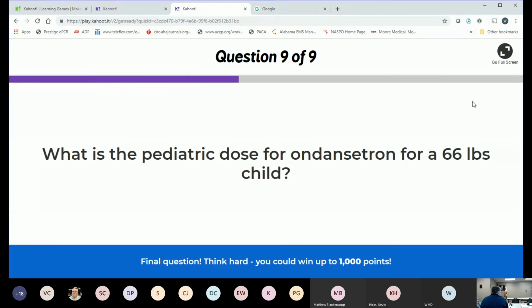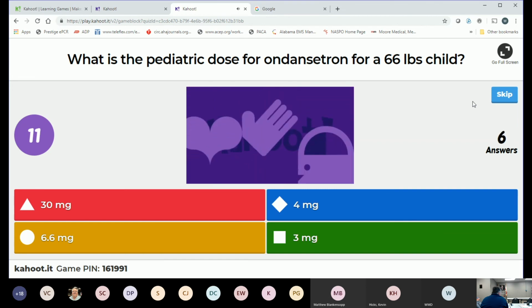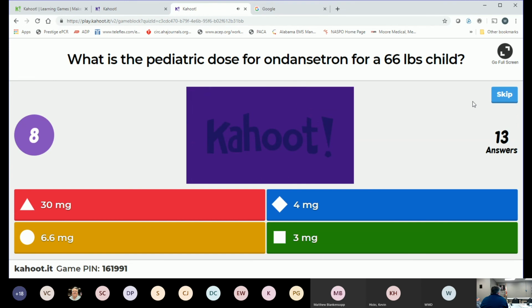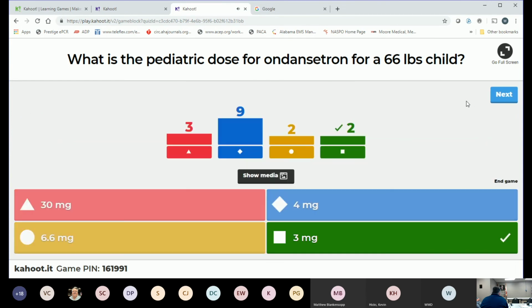This is the last question. What's the pediatric dose for ondansetron for a 66-pound pediatric patient? Zofran, how much Zofran should we give a 66-pound kid? Should we give them 30 milligrams, 4 milligrams, 3 milligrams, or 6.6 milligrams? All right, the correct answer is 3 milligrams, 0.1 milligram per kilogram, up to 4 milligrams according to our protocols. So 3 milligrams would be correct. And only 2 of you got that right, indicating we need to do protocol class once again.